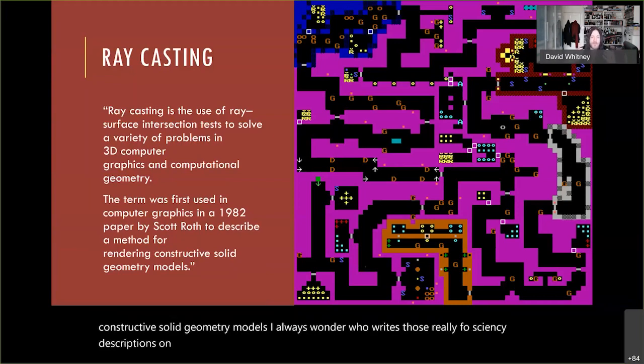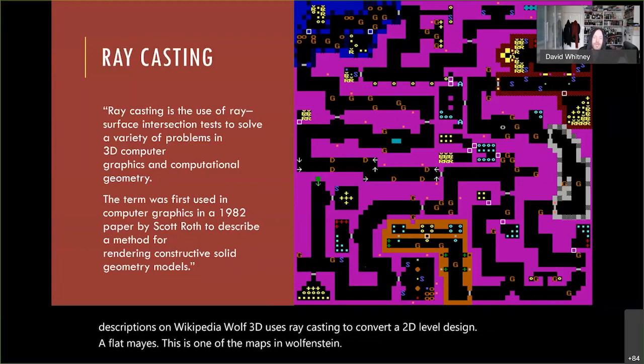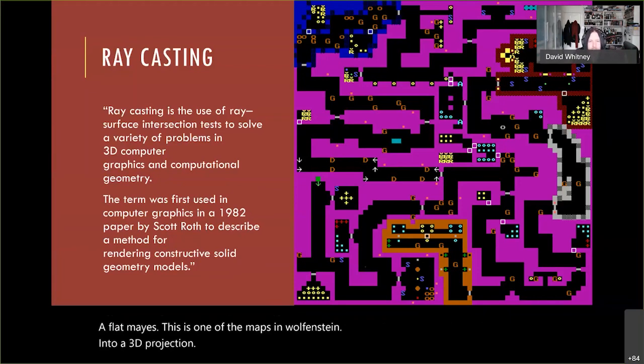Wolf 3D uses raycasting to convert a 2D level design, a flat maze, this is one of the maps in Wolfenstein, into a 3D projection. And we're going to dissect and clone this behavior in code. So how could we convert that map, this real Wolf 3D map, into a 3D world that we can run around?